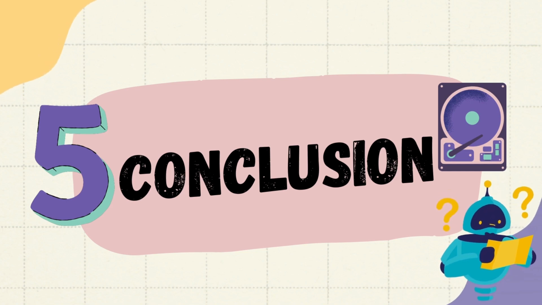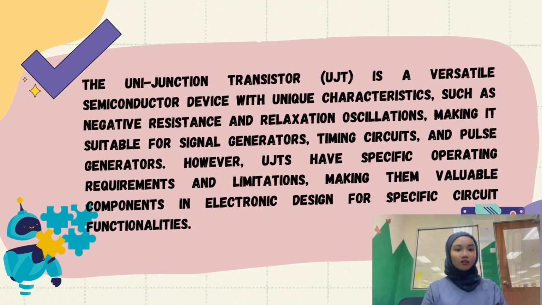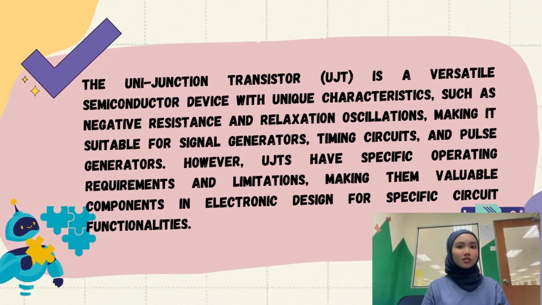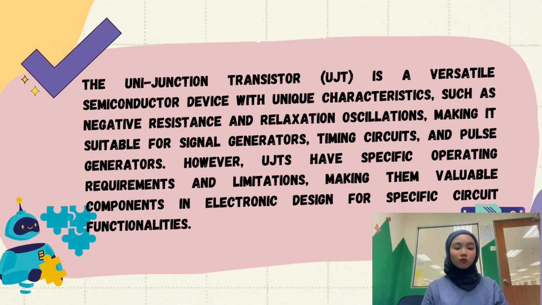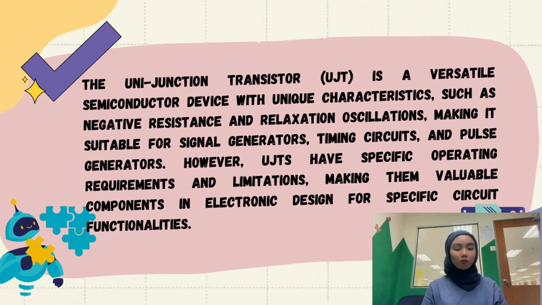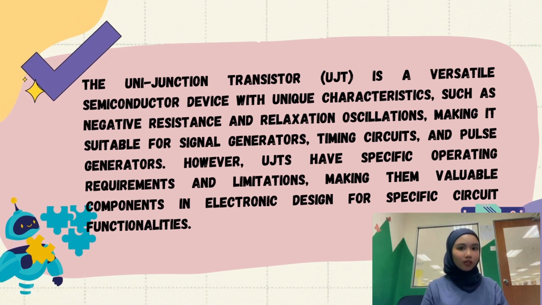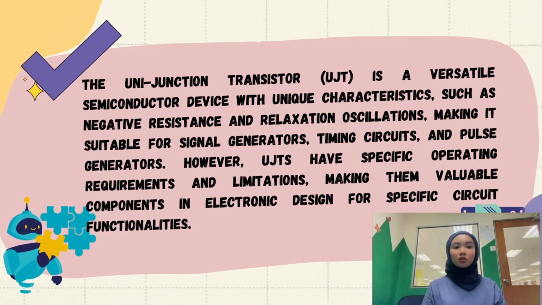Conclusion. So for the conclusion, the Unijunction transistor is a versatile semiconductor device with unique characteristics such as negative resistance and relaxation oscillation, making it suitable for signal generators, timing circuits, and pulse generators. However, UJTs have specific operating requirements and limitations, making them valuable components in electronic design for specific circuit functionalities.